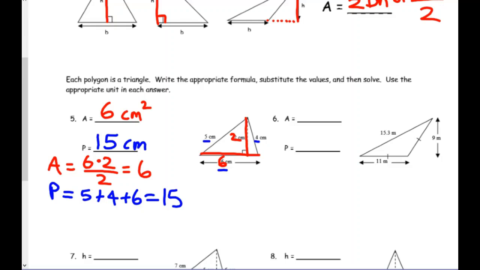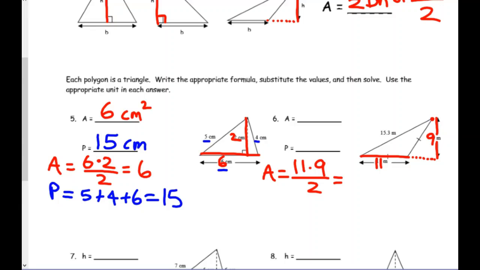On 6. So, what's the base? On the bottom, the base is 11. The height from the highest point straight down is 9. So I got my base, I got my height. All I got to do is base times height divided by 2. So you should get 99 divided by 2.